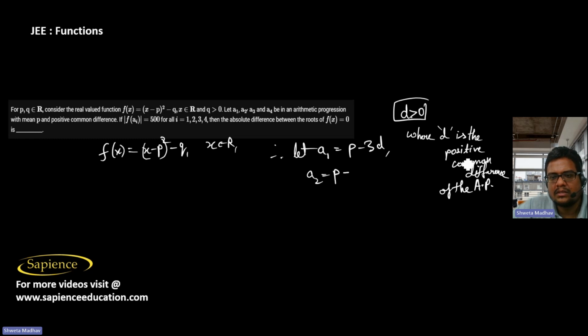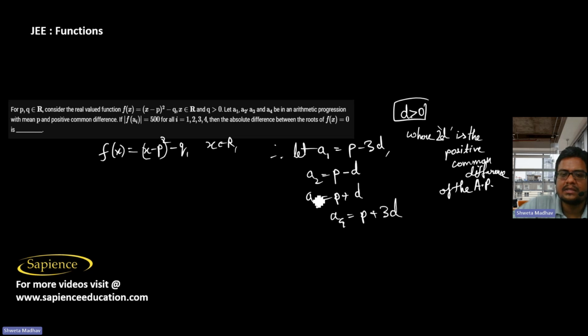So here the common difference is, suppose, 2d, where d is greater than 0. So 2d is the positive common difference. Then we can say a1 is p minus 3d, a2 should be p minus d, a3 should be p plus d, and a4 should be p plus 3d.